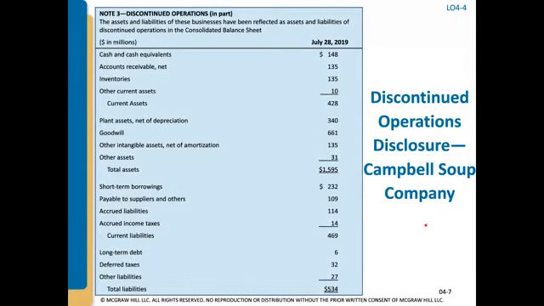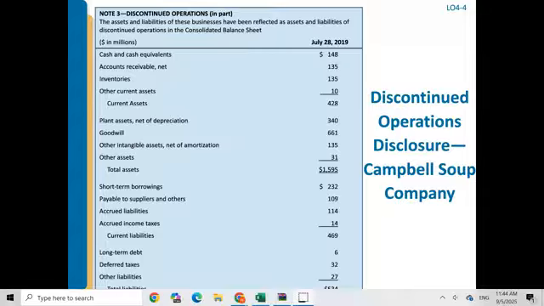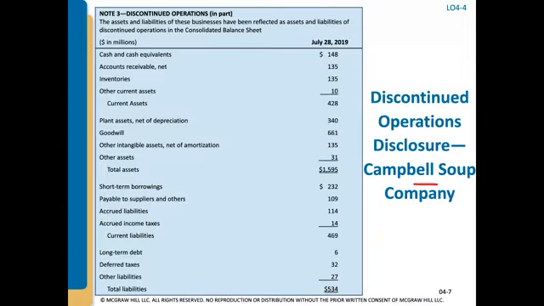Additionally, when you decide to discontinue a portion of your operations, you also have to reflect the assets and liabilities related to those operations separately on your financial statements. This is an example of Campbell's Soup Company. They disposed of a portion of their operations in 2019, and they had to report all the assets and all the liabilities associated with that operation.